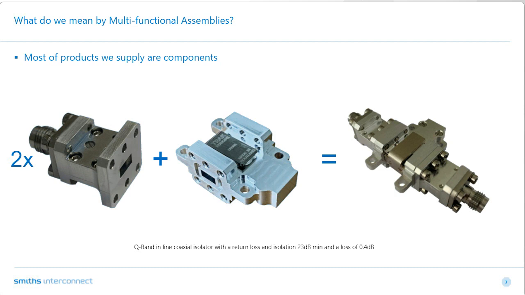Understood, Alan. Looking at that example, it's not immediately obvious why a designer would specify the assembly over simply buying the parts and doing it themselves. Would you like to expound upon that one? Sure. It's a key question, Joe.